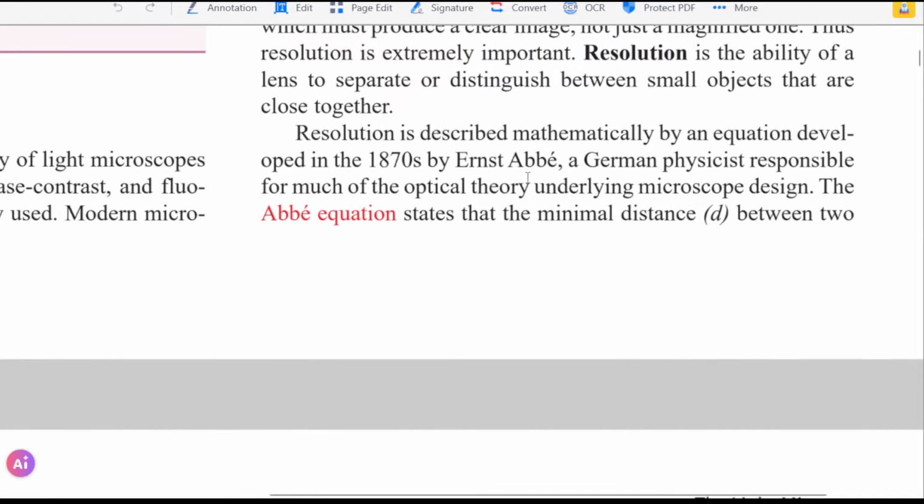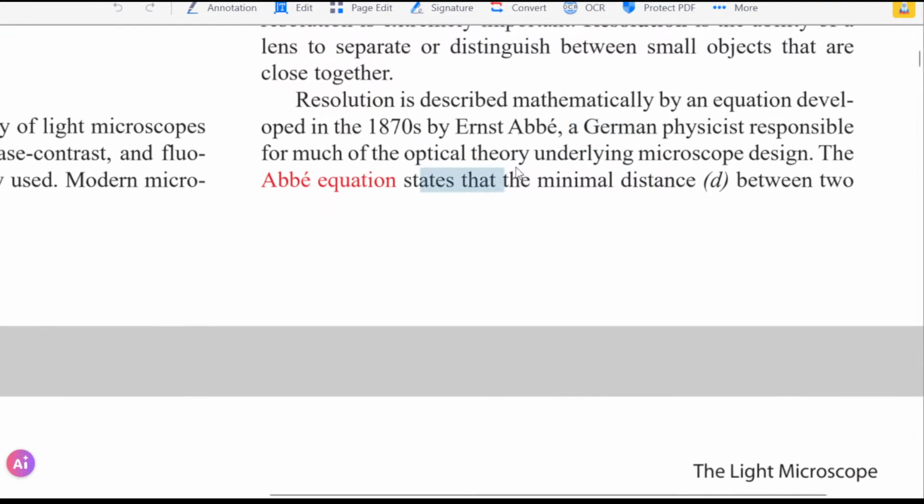Resolution is described mathematically by an equation developed in 1870 by Ernst Abbe, a German physicist responsible for much of the optical theory underlying microscope design. So this German scientist was the one explaining the optical working of the microscope. We'll study more about what he did.